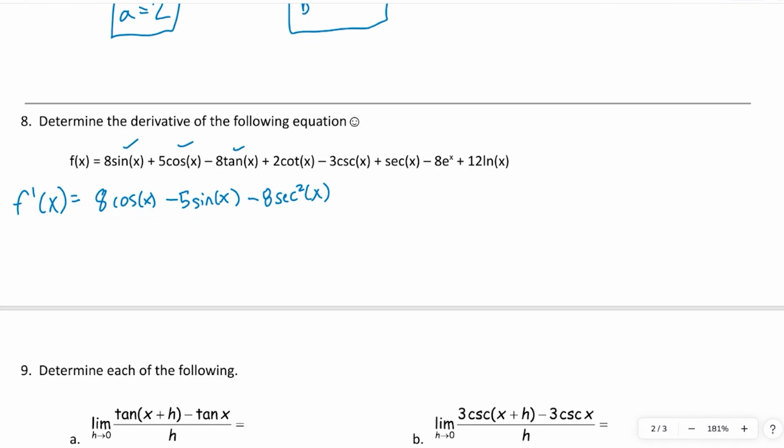Okay, so the derivative of 2 cotangent x would be negative 2 cosecant squared x, and that's because the derivative of cotangent is negative cosecant squared x. Then we have negative 3 cosecant x. So the derivative of this would be negative 3 times negative cosecant x cotangent x. So how do we want to put this? I think we'll just write it as positive, so plus 3 cosecant x cotangent x.